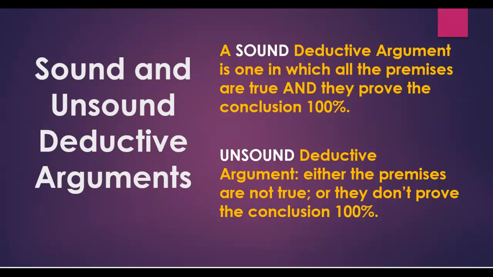If they are true and they lead 100% to the conclusion, the result is that it's a sound argument. A sound argument: premises are true, they lead 100% to the conclusion. Unsound argument: premises are not true, or maybe they may be true, but they don't prove the conclusion 100%, is unsound. So they must be true and they must lead 100% to the conclusion.